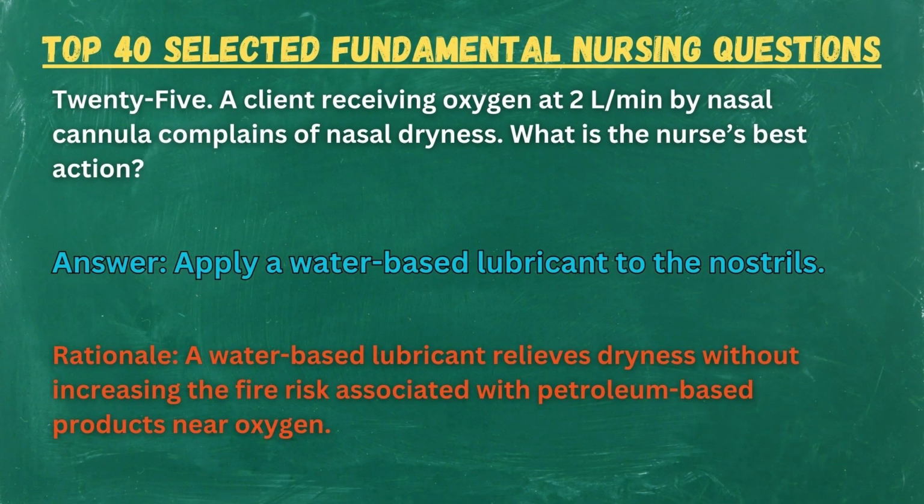25. A client receiving oxygen at 2 liters per minute by nasal cannula complains of nasal dryness. What is the nurse's best action? Answer: Apply a water-based lubricant to the nostrils. Rationale: A water-based lubricant relieves dryness without increasing the fire risk associated with petroleum-based products near oxygen.